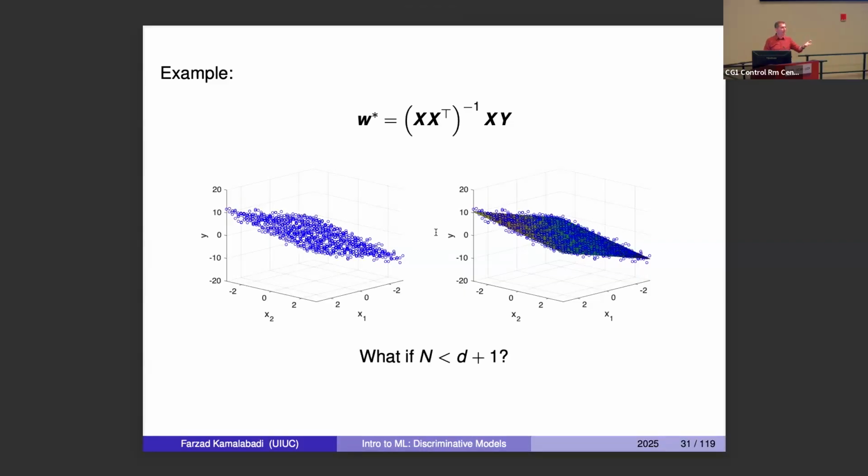But the question that I have for you, and the question is related to what we talked about yesterday. What if n is less than d plus 1? As a reminder, what I'm saying is, what if I have more degrees of freedom than constraints? What do we do in that case? So it's an underdetermined situation, right?